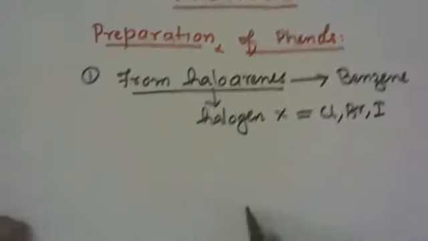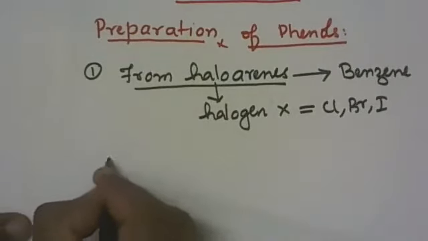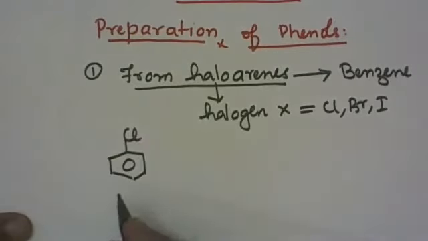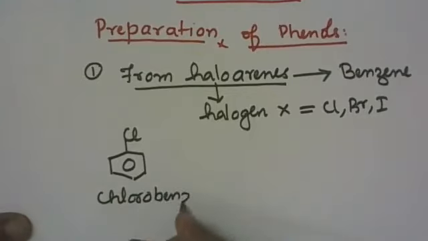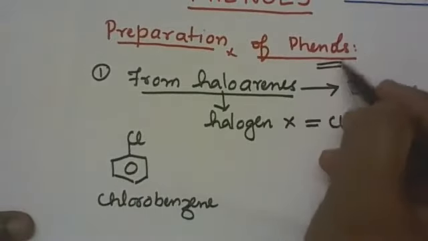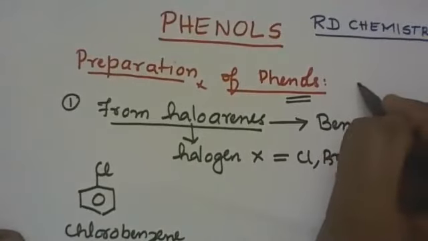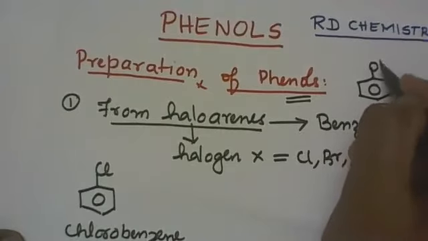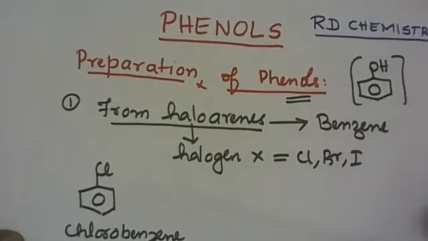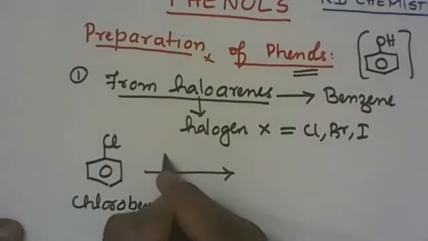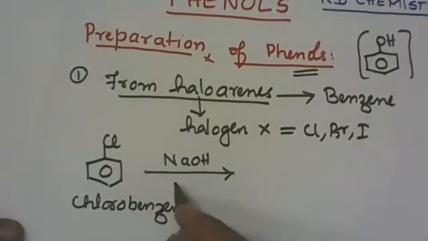Right? Now let me take one example wherein the benzene ring is attached to a chlorine atom. So I can call this chlorobenzene. Now what is my target? My target is to prepare phenol. What are phenols? Phenols are organic compounds where OH is directly attached to the benzene. Correct? So now chlorobenzene should be treated with solid sodium hydroxide.